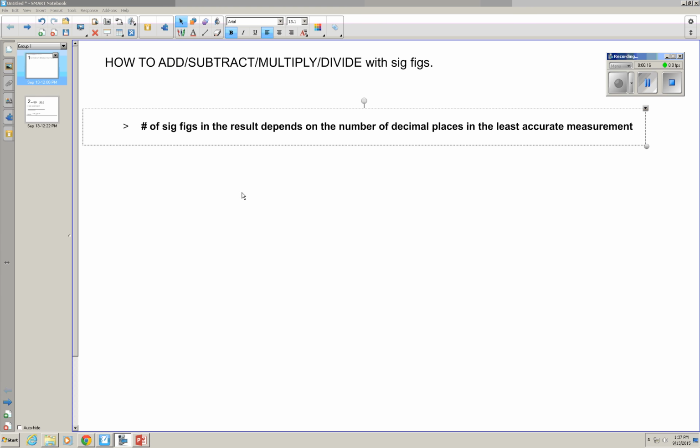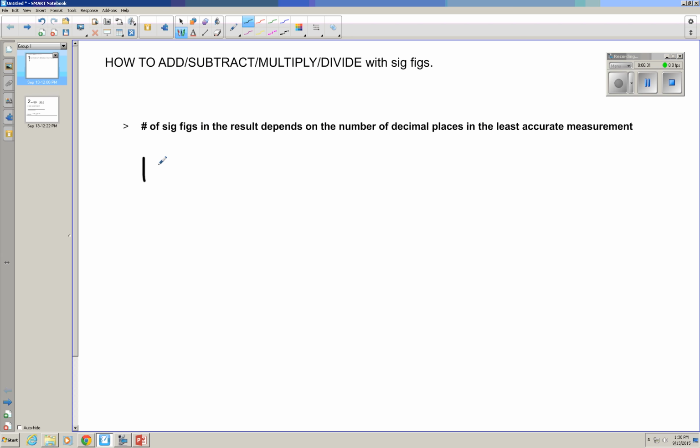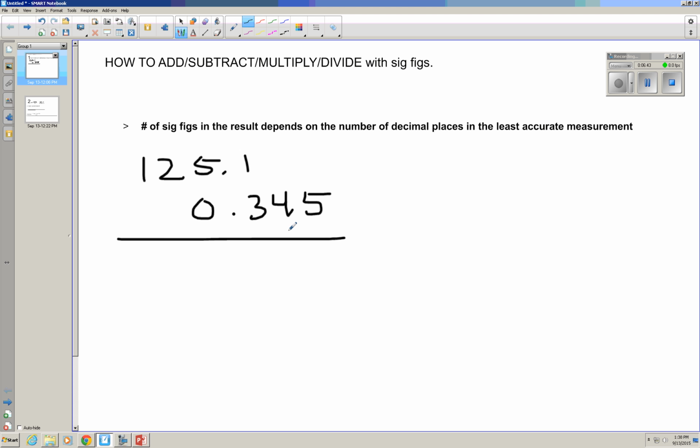Okay, so now we're looking at the addition, subtraction, sig fig rule, right? The number of sig figs in the result depends on the number of decimal places in the least accurate measurement. You're going to notice this is a little bit different. So let me give you an example. Let's say I had a number 125.1 and I want to add that to the number 0.345. All right, so I'm adding these two numbers together.